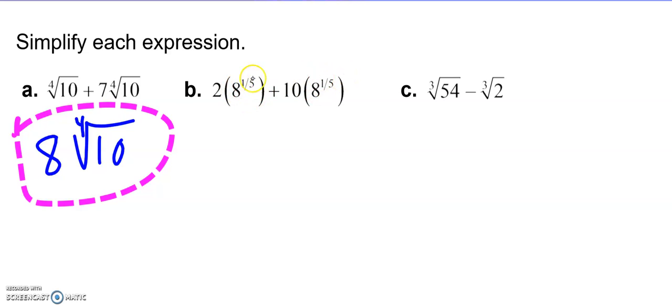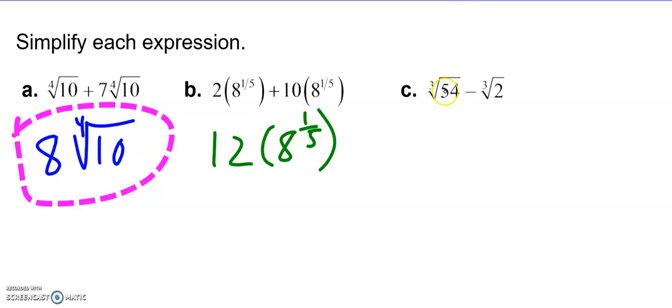So the radical part, even though it's written as a rational exponent, it is still considered a radical, is the same. The same index, 1/5, and same thing underneath the radical, 8. So for this, we are going to have 12 times 8 to the 1/5, because 2 plus 10 is 12. Now here the parentheses are really just to make sure that it doesn't look like we're writing 128.